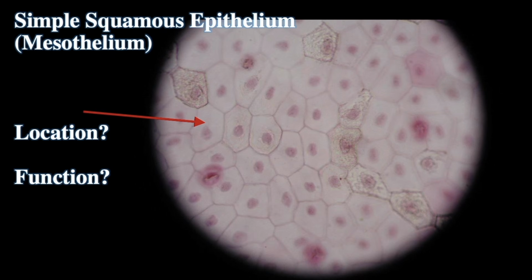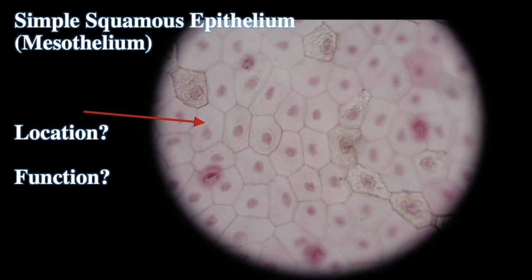Alright, so why is it called simple? Because each of these cells is touching the basement membrane. Where is the basement membrane? Well, it's below these cells, so you can't see it from this angle. What does squamous mean? That they appear to be squashed. From this angle, again, you can't see that, but you will see that in future slides. So squamous means squashed, and make sure you write out epithelium.